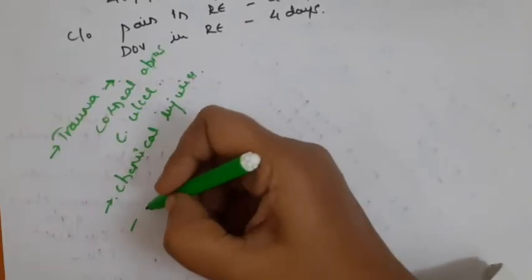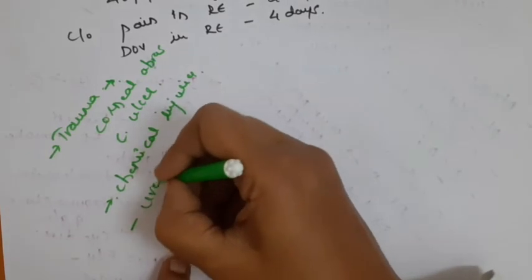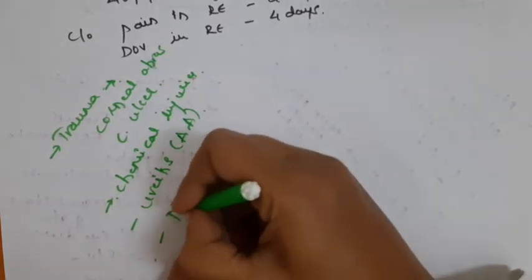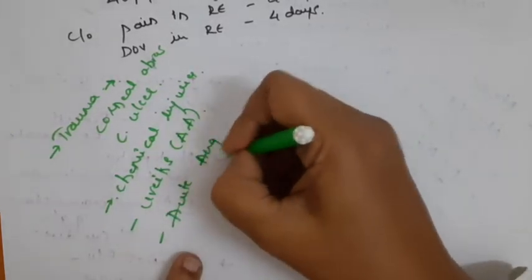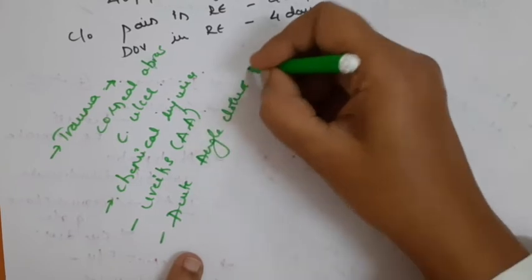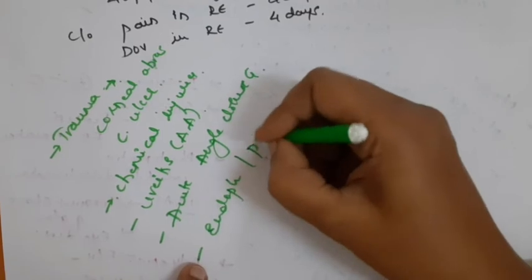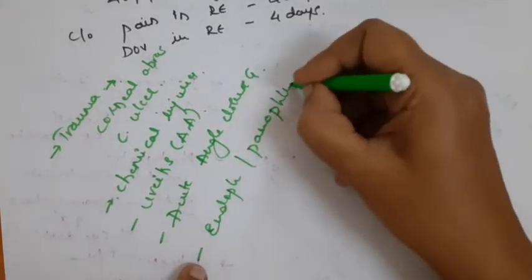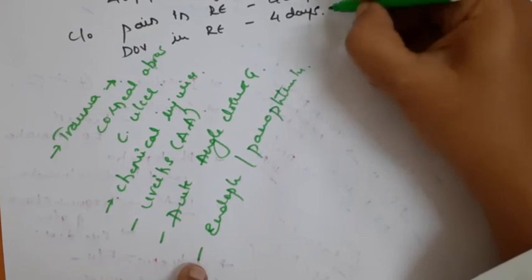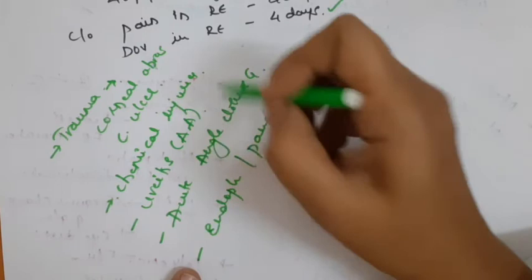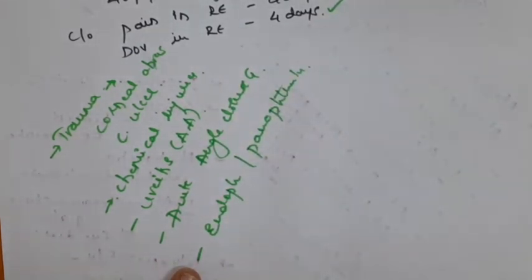Or patient may still be having the other causes like the acute anterior uveitis, or patient may be having acute angle closure glaucoma, or the patient may be suffering from endophthalmitis or panophthalmitis. So all these fit into the symptoms of pain and diminution of vision, that is trauma with the corneal abrasion or ulcer, chemical injuries, acute anterior uveitis, acute angle closure glaucoma, endophthalmitis or panophthalmitis. So how you confirm this now?